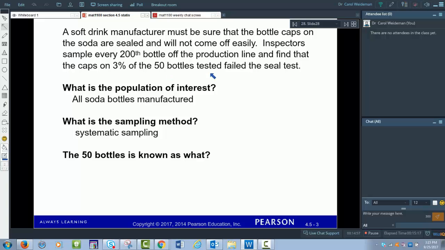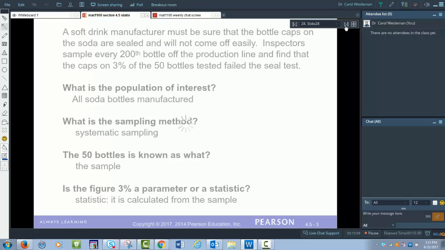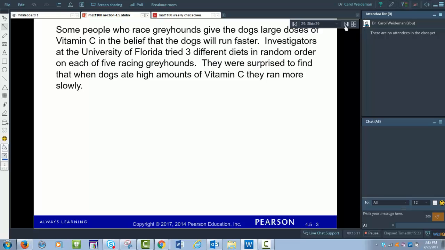What was the sampling method? Key here is every 20th. This is systematic. The 50 bottles is known as what? So we took the 50 bottles off the production line, and that is the sample. And is the figure 3% a parameter or a statistic? It's a statistic because we calculate it from the 50 bottles.